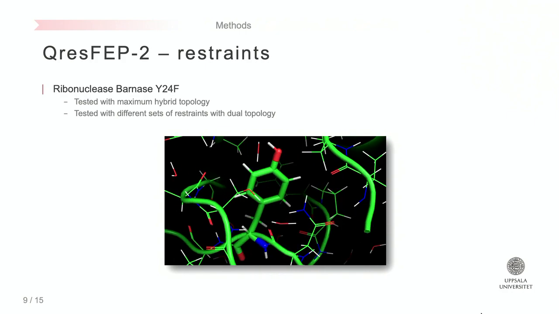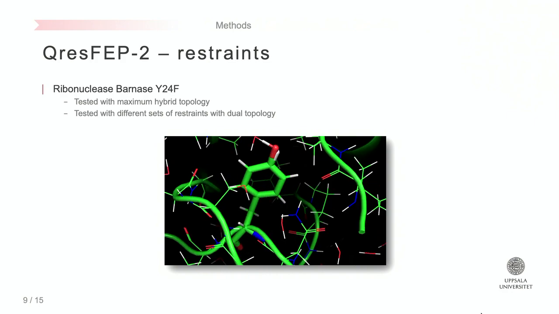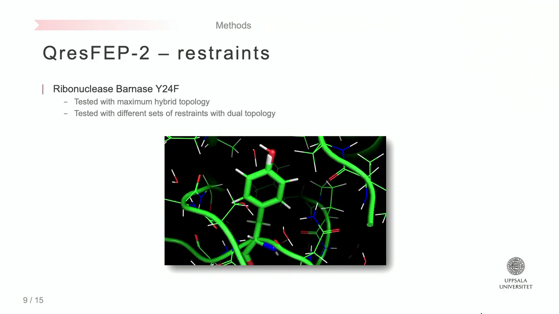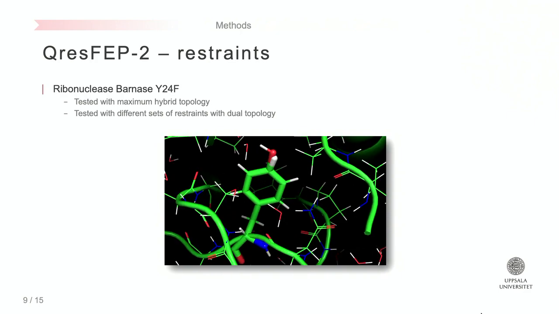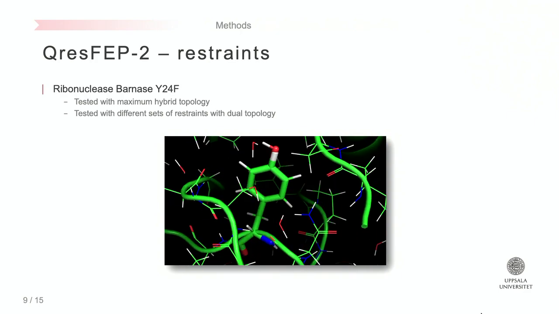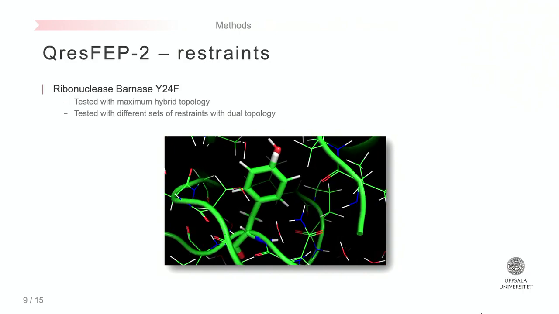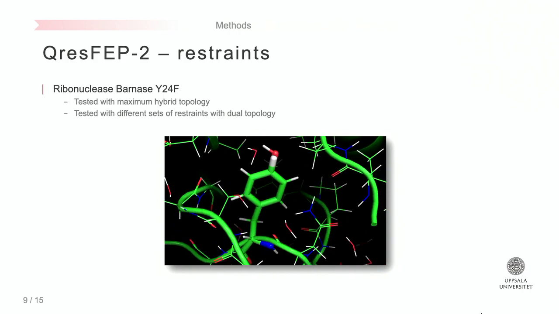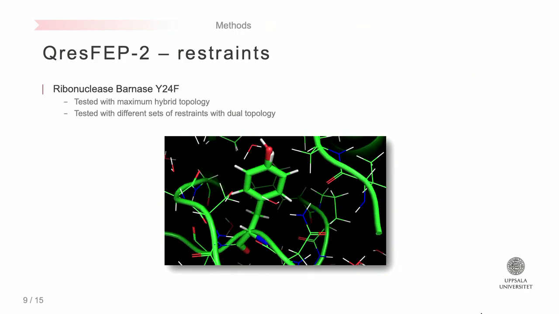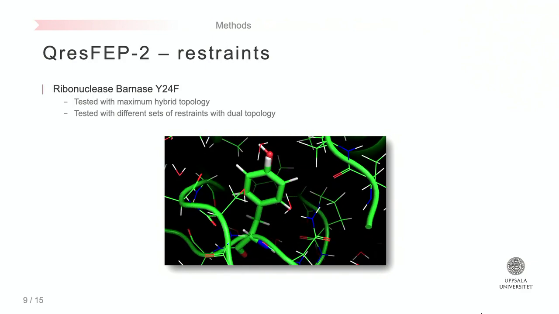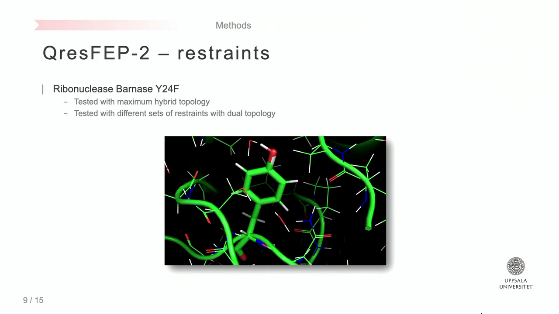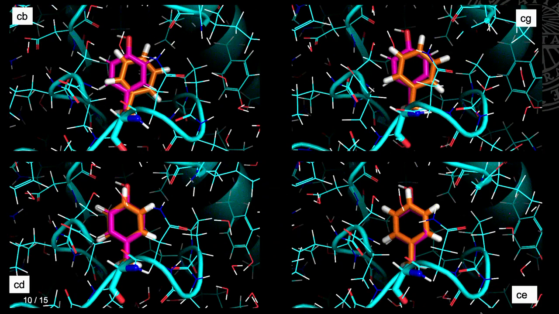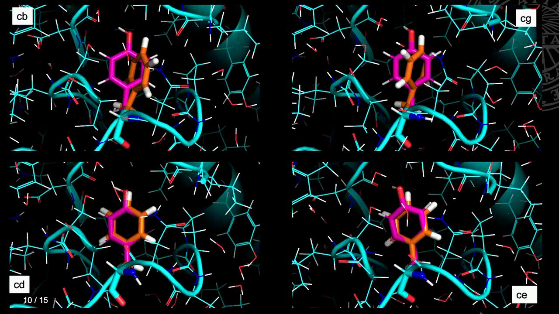Here we take as our example the Barnase tyrosine 24-phenylalanine mutation. We tested this with the maximum hybrid topology, which is now shown in the clip, where we would just change the hydroxyl of the tyrosine into hydrogen for the phenylalanine. And we also tested this with the dual topology approach, where we use different sets of restraints. So now we move on to this slide. There's a lot of stuff happening, but I'll talk you through it.